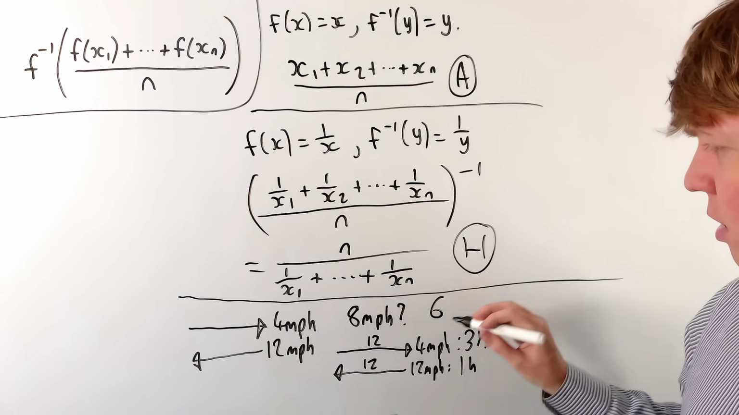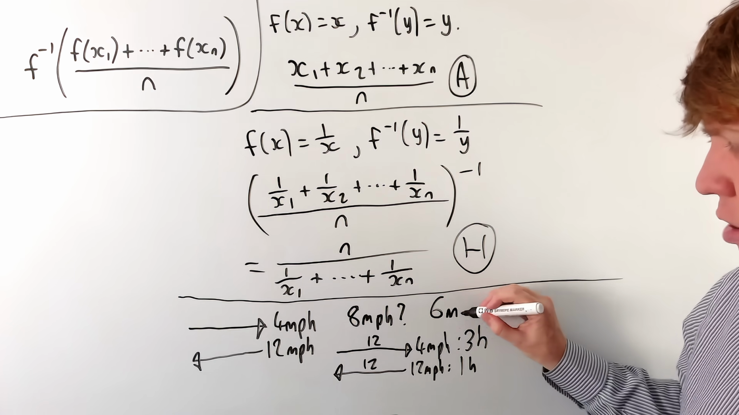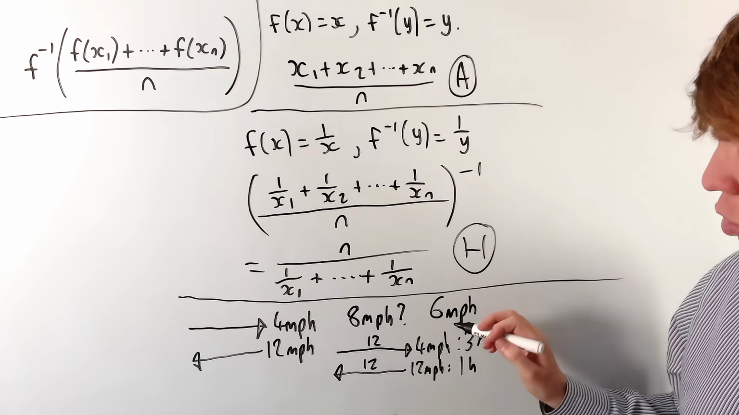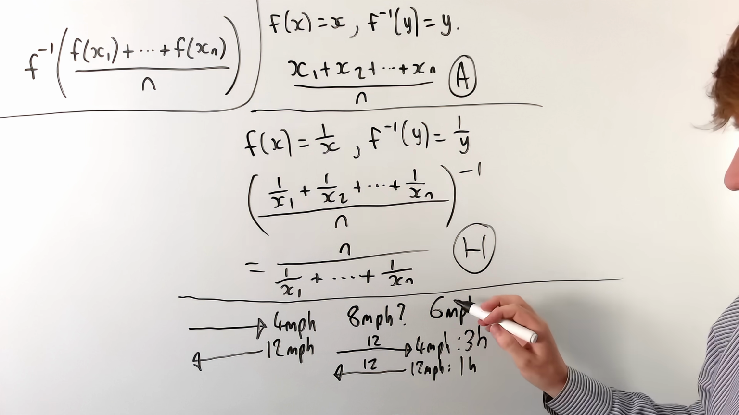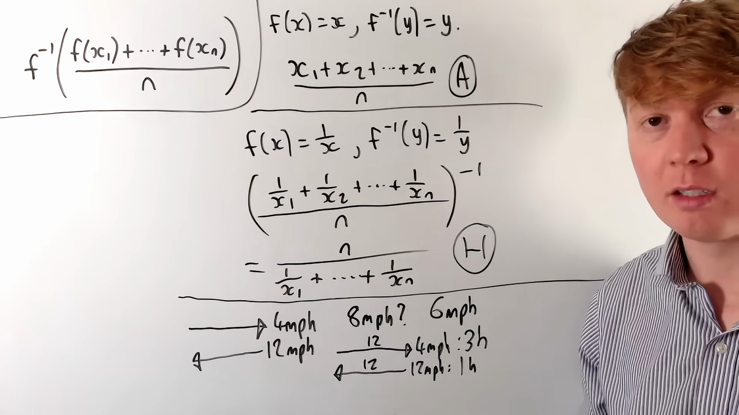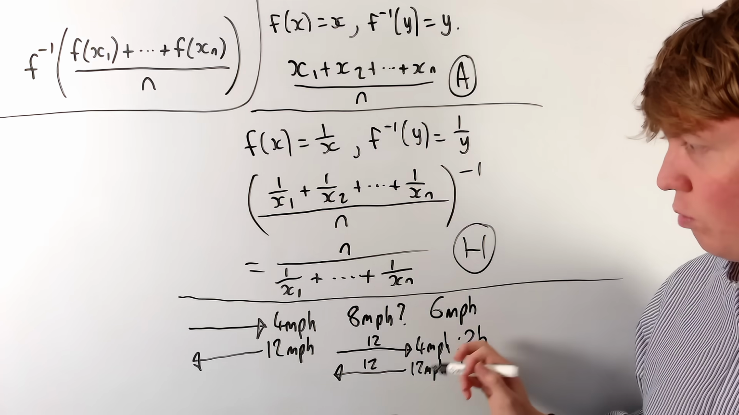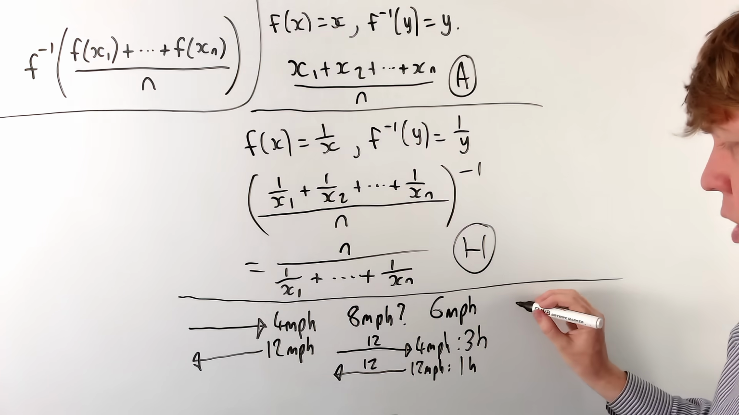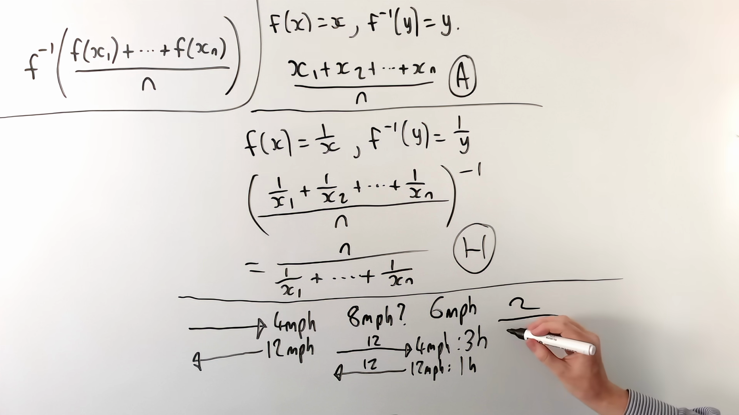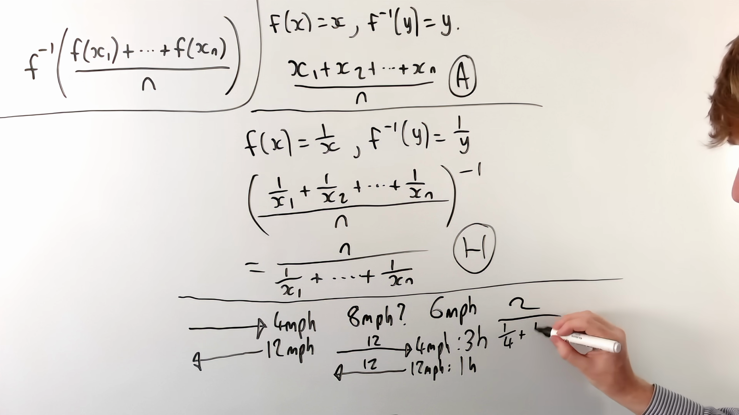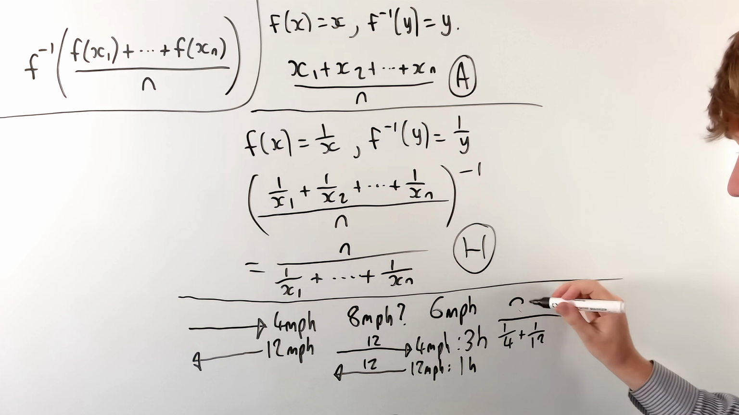So using the arithmetic mean doesn't give us the right answer, but using the harmonic mean, we'll see, is going to give us the correct answer of 6 here, because we've only got 2 values, so n is 2, and we calculate 2 over 1 over 4 plus 1 over 12.